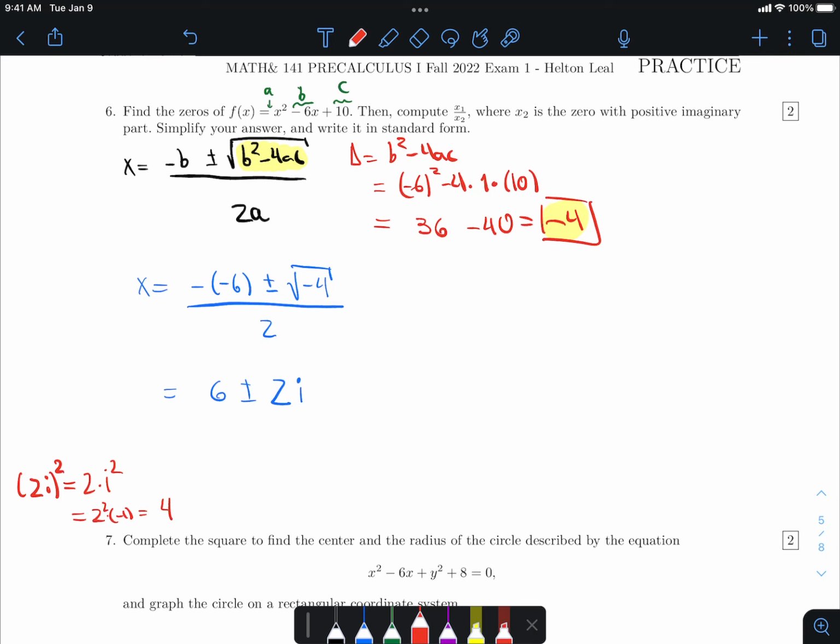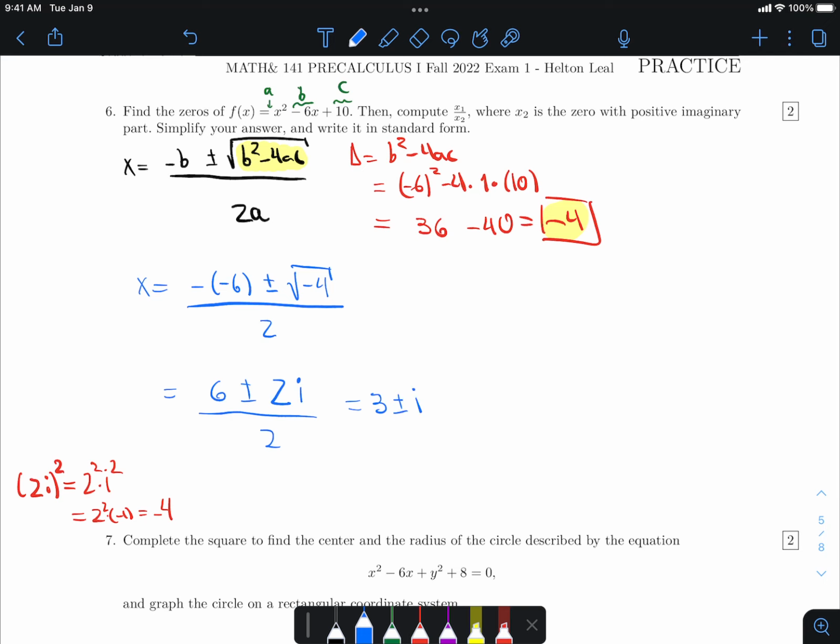I forgot a squared right here. So it's 2 squared and then i squared. That's what I have. 2 squared times i squared. That is 4 times negative 1. So negative 4, which is exactly what I wanted it to be equal to. So that's what I have, 2i. And whenever I have addition or subtraction here, I can use the distributive property of division as well. So I've got to divide both the 6 and the 2i by 2. So that is 3 plus or minus i.